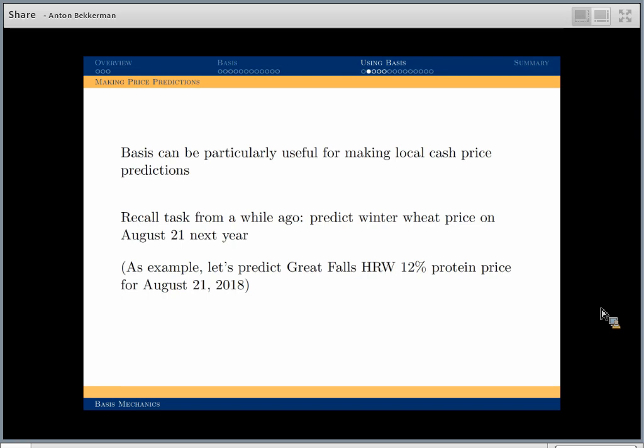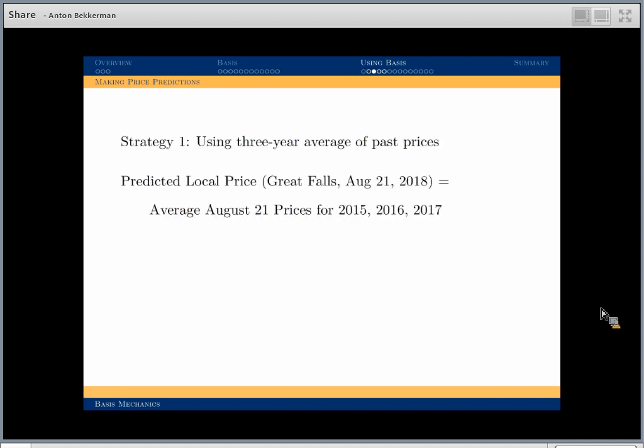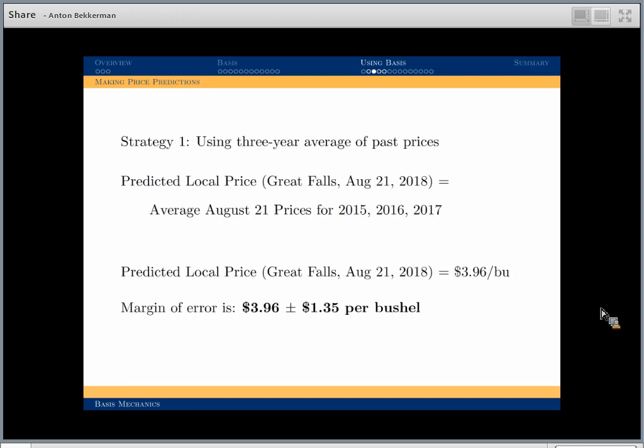Okay, now here's how things would change if we used basis. Okay, so the predicted local price in Great Falls on August 21st is the futures price, plus the historical basis that we've observed in Great Falls on August 21st. And we'll talk about historical basis in much more detail in a second. Okay, so for futures price, just for reference, what we want to do is use the closest futures contract to your prediction date. So for example, if we're trying to predict August 21st prices, the closest futures contract to August 21st is the September winter wheat futures contract. So we would use that futures price to plug into our formula here.